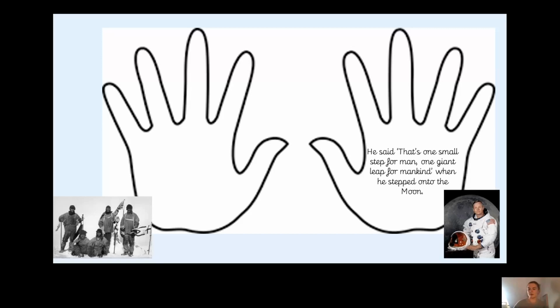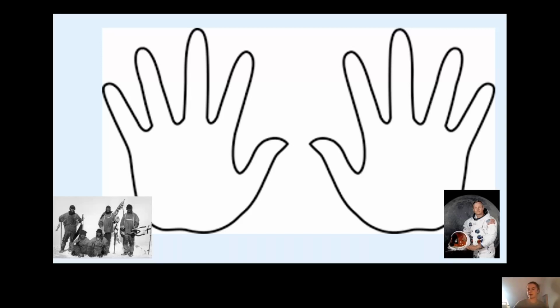My third fact, he said that's one small step for man, one giant leap for mankind when he stepped onto the moon. Remember, we watched the video of the moon landing and we could hear him saying that as he stepped onto the moon, couldn't we? Okay, so that's my third fact. My fourth fact, he was born on the 5th of August, 1930.